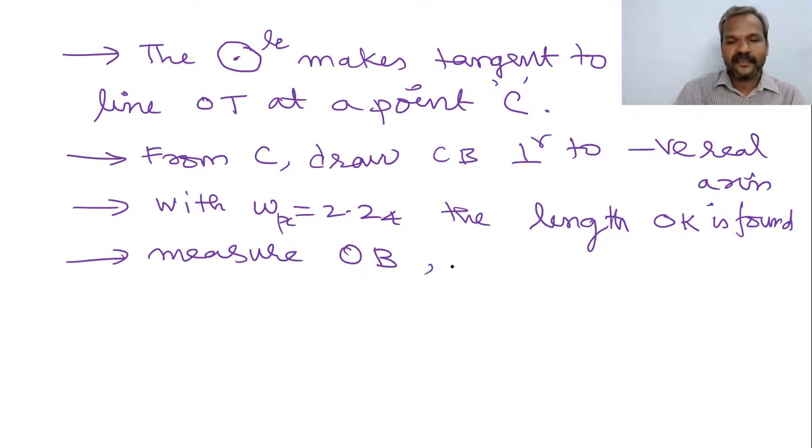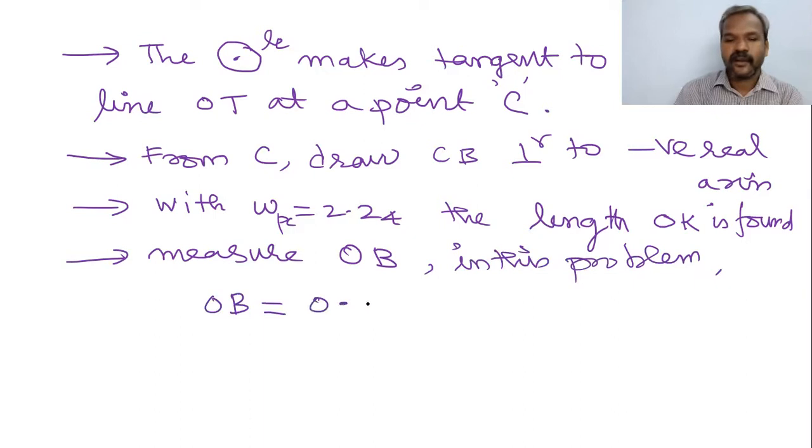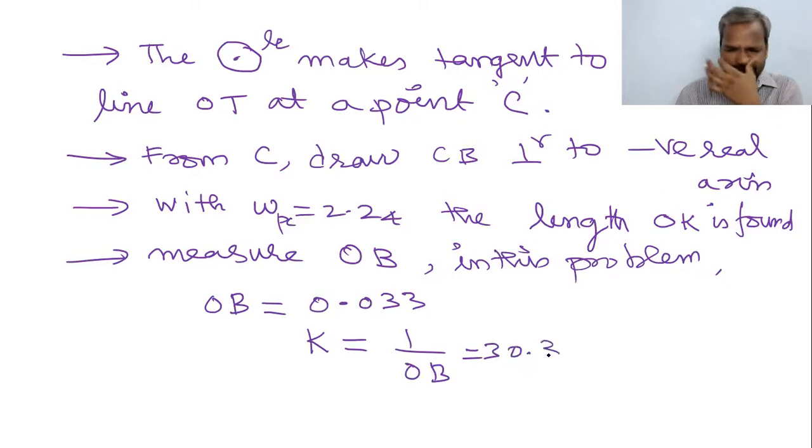In this problem, OB is found as 0.033. So what is our gain K? The gain K is 1 by OB, which is 30.33. Now the intersection of the polar plot with the constant M circle provides the value of M for a particular value of frequency.